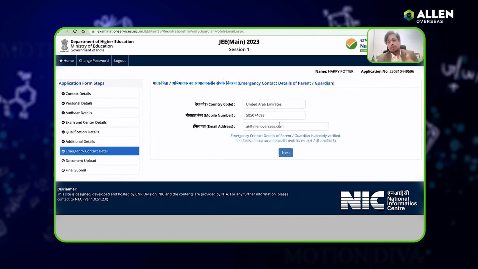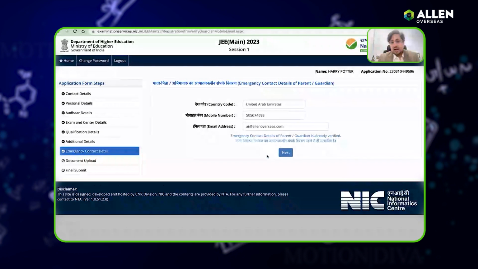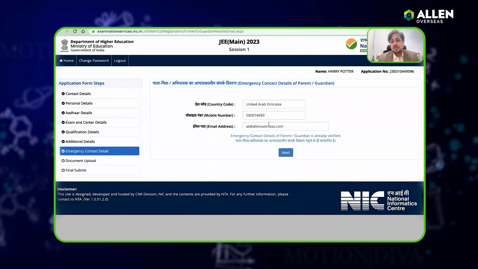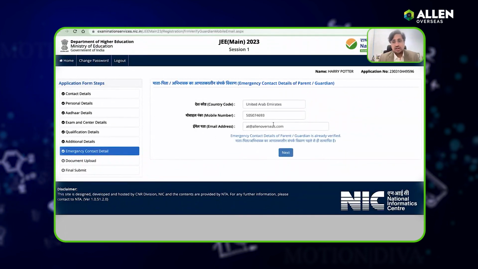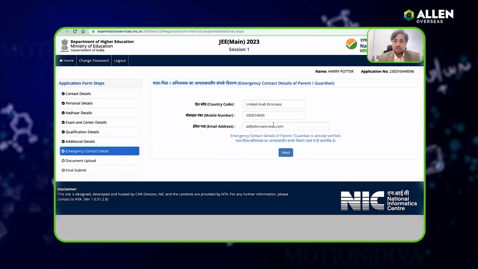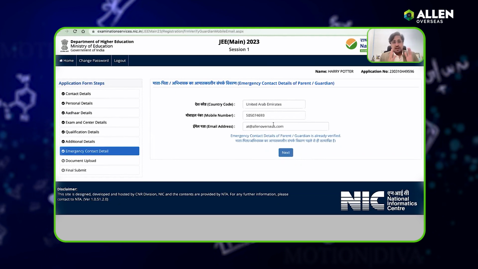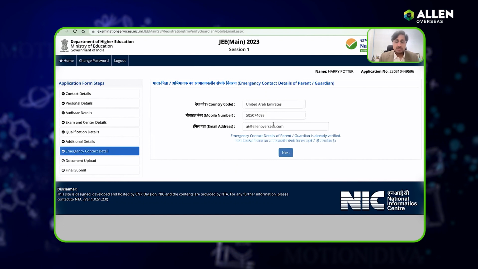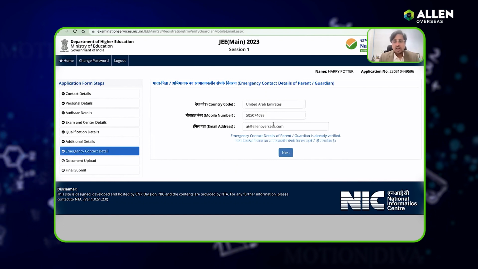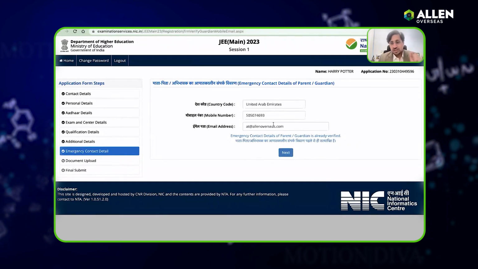Once you submit the OTP, you cannot change these details. So you have to be very sure about this. While filling the form, your parent should also be there, because they will be getting this OTP, and that OTP has to be submitted.